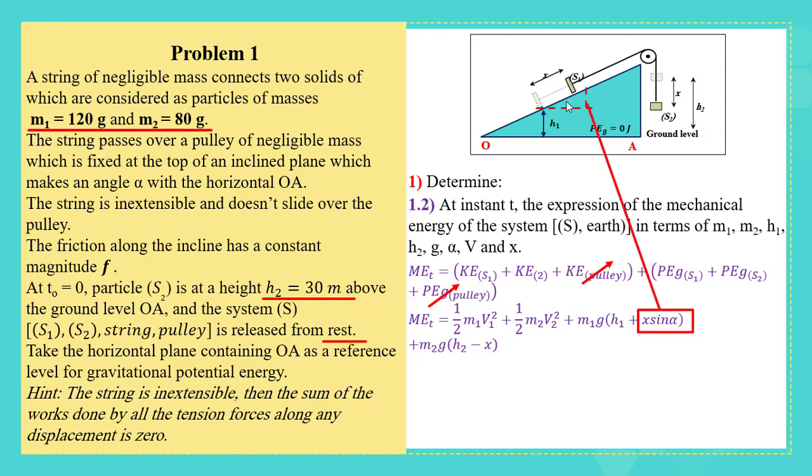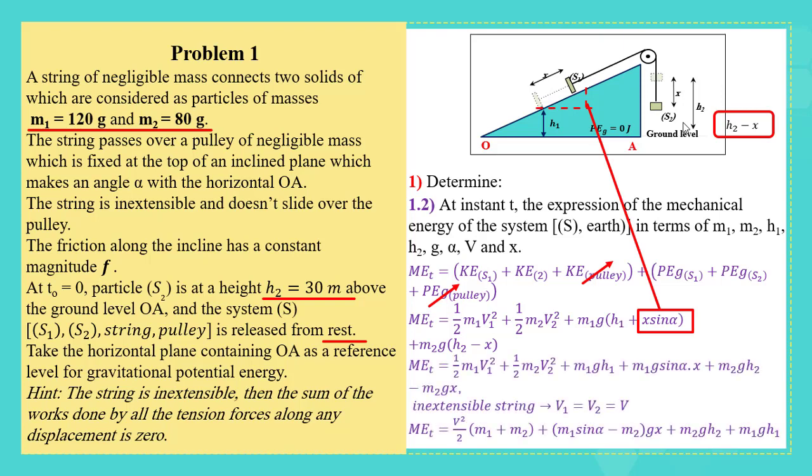Then the total height of this point at a given time t is given as this small height plus the initial height, which is h1. And we find m1 g times h1 plus x sine alpha as the potential energy of this particle at time t. On the other hand, S2 has a height h2 minus x, because initially it was at a height h2, but after moving a distance x, this height will decrease, thus having a height above ground less than h2, and it can be computed as h2 minus x.